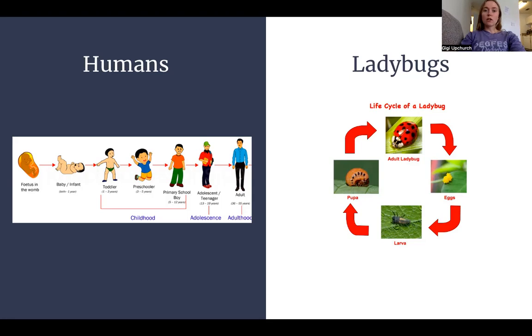Human bodies do not go through metamorphosis. It's the same body you have when you're born. There's just lots of growing and changing that happens, as you can see in the image diagram.